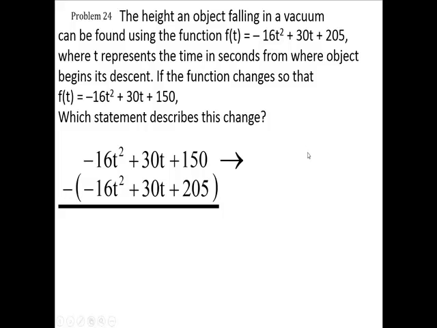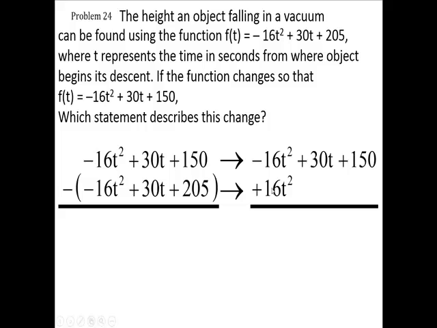Okay, copy down the first equation again. Change the signs of all three numbers here. It was a minus, it's going to change to a plus. Okay, this was a plus 30. When you distribute that on it, it changes to a minus. And this was a plus 205. When you change the sign, it becomes a minus. Okay, so what we have here, when we add these up, we get a minus 55.